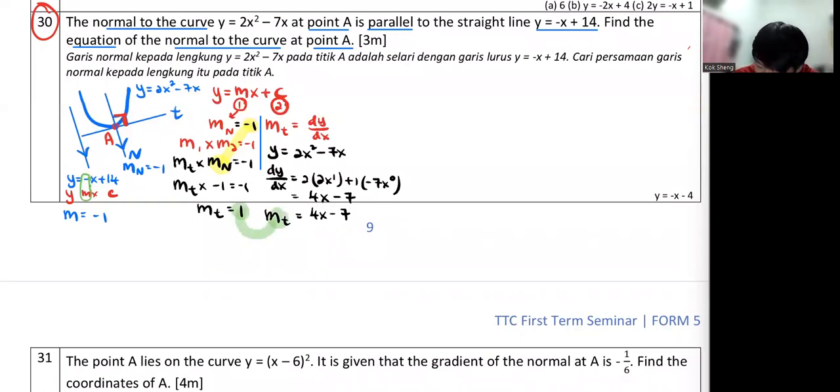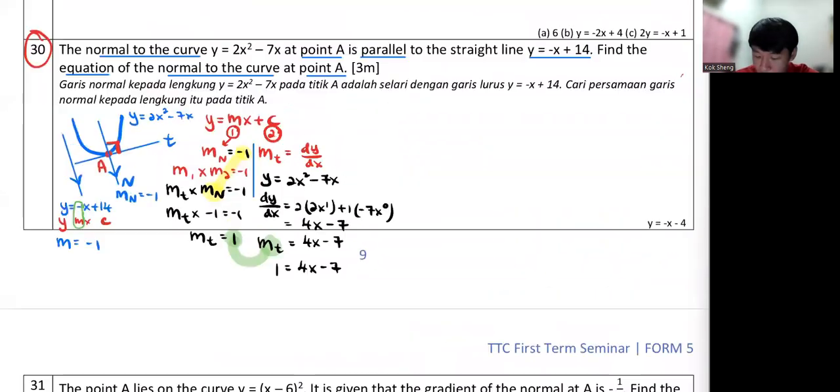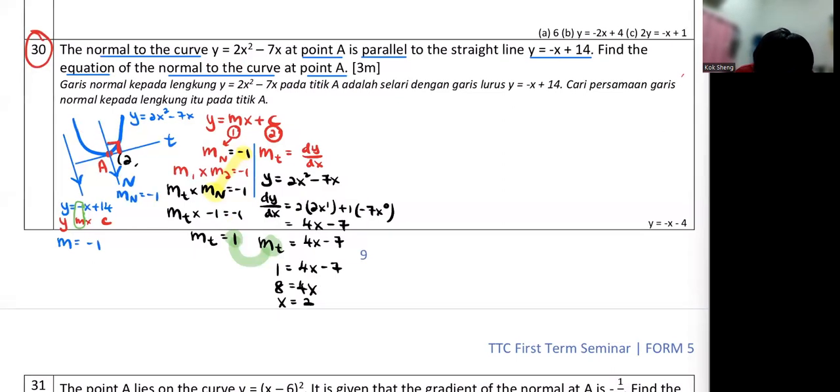So sub in. 1 plus 7 is 8. 8 divided by 4 is 2. So yes, that is the point A. The x is 2. So I think you get the idea already on how to get back the point A.